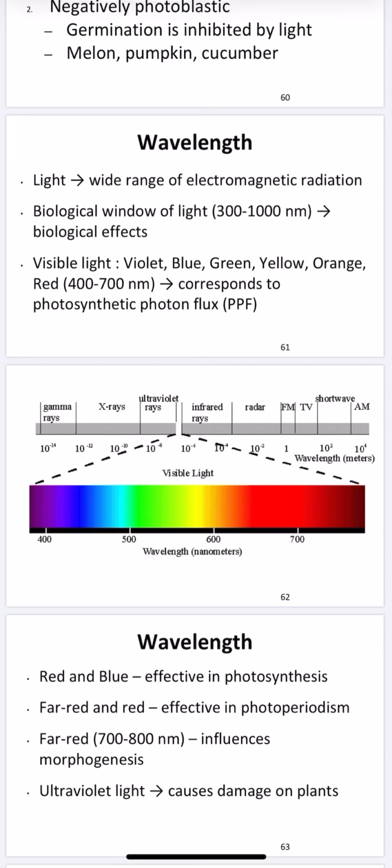But in between the UV and the infrared rays is the visible light, which includes the colors violet, blue, green, yellow, orange, and red, ranging from 400 to 700 nanometers. So this also corresponds to the photosynthetic photon flux, also known as PPF.